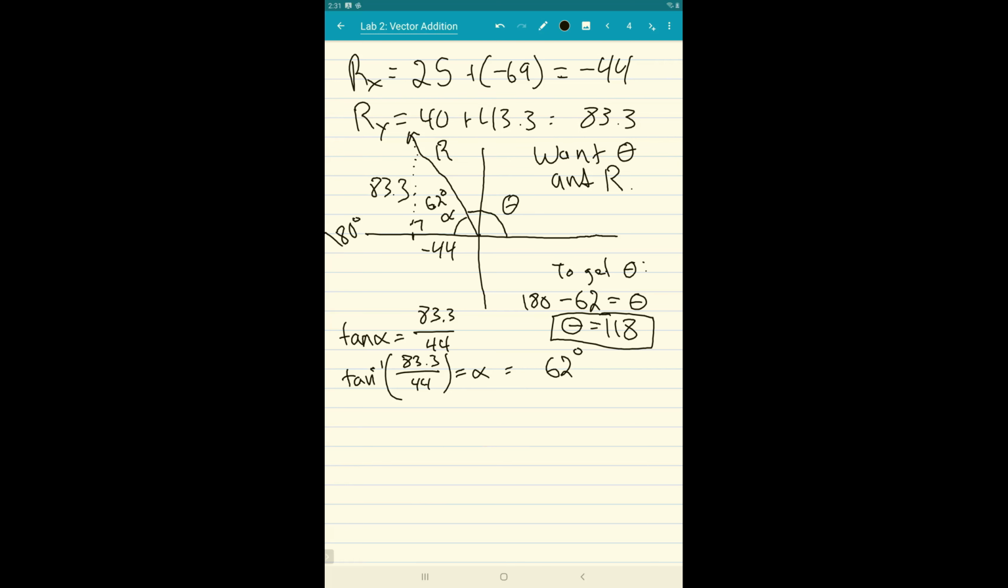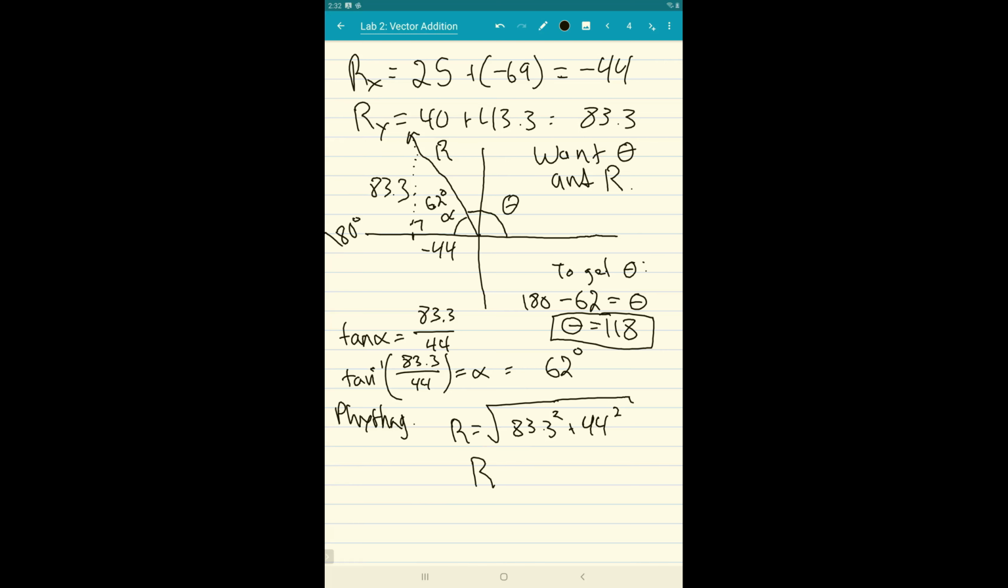Now, to find r, we use Pythagorean, right? Mr. Pythag. So we're going to say that r is the square root of 83.3 squared plus, now the negative doesn't matter here either because negative 44 squared is just positive, so I'm just going to write it as that. Okay, and then I can go ahead and compute that. 83.3 squared plus 44 squared. I'm using my phone, so it's much slower than if I had my actual calculator. And to the power of 0.5, aka square root.